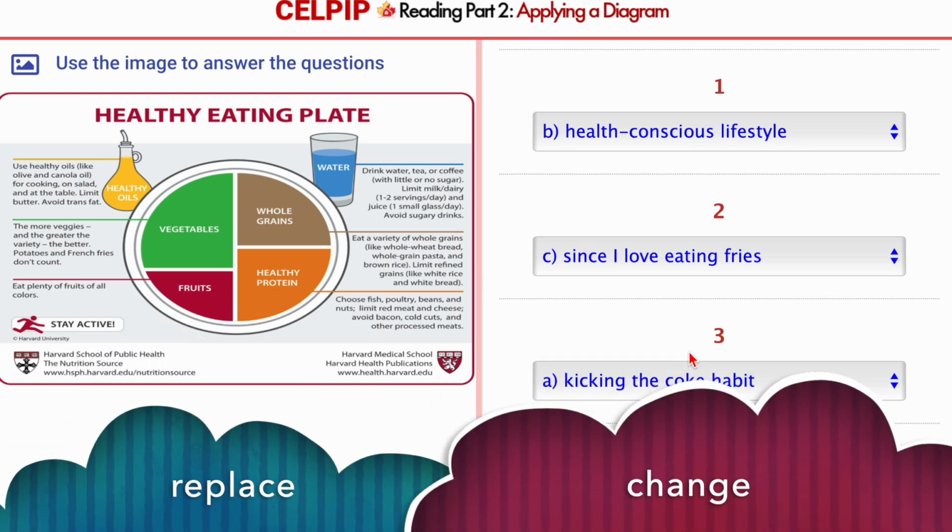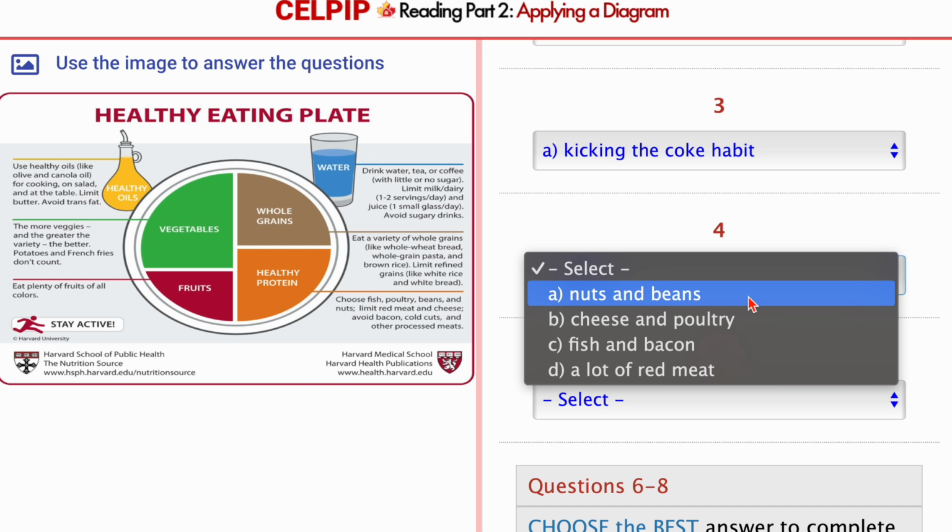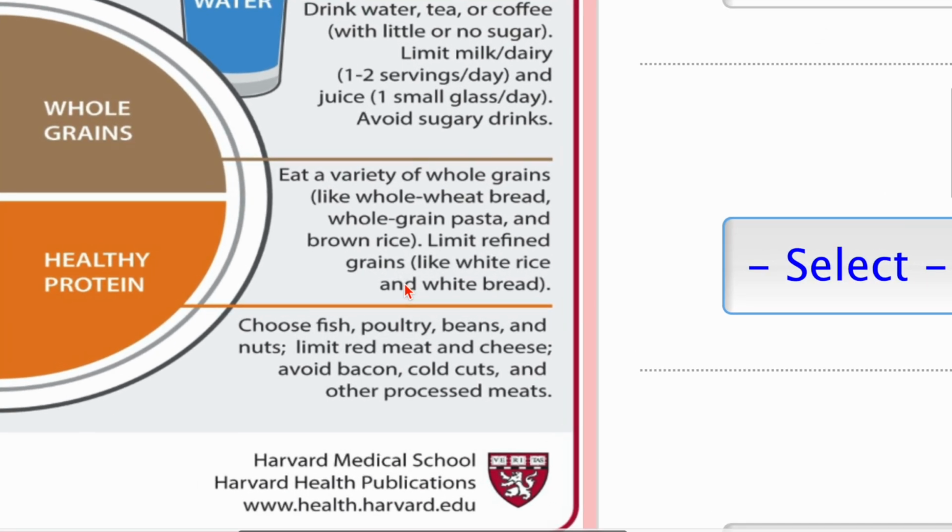Let's see what the answer choices are. Nuts and beans, cheese and poultry, fish and bacon, a lot of red meat. So now let's look at what it says here in the healthy protein. Choose fish, poultry, beans, and nuts. Limit red meat and cheese. Avoid bacon, cold cuts, and other processed meats.